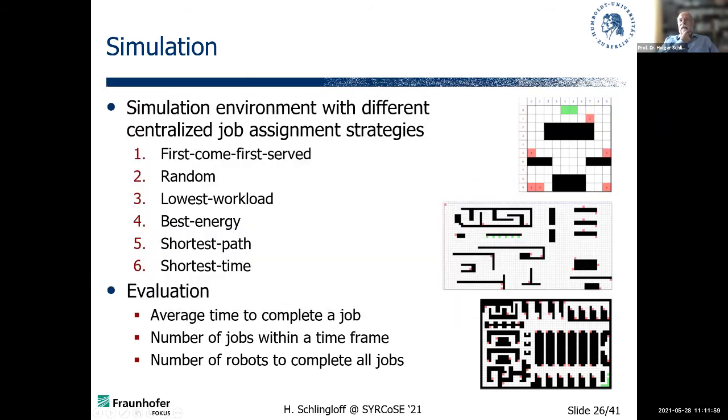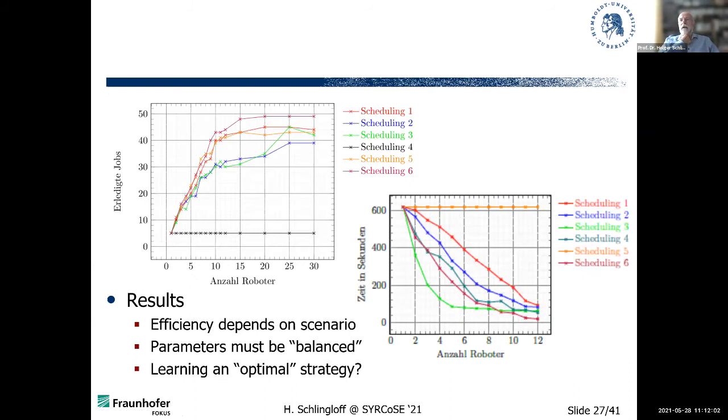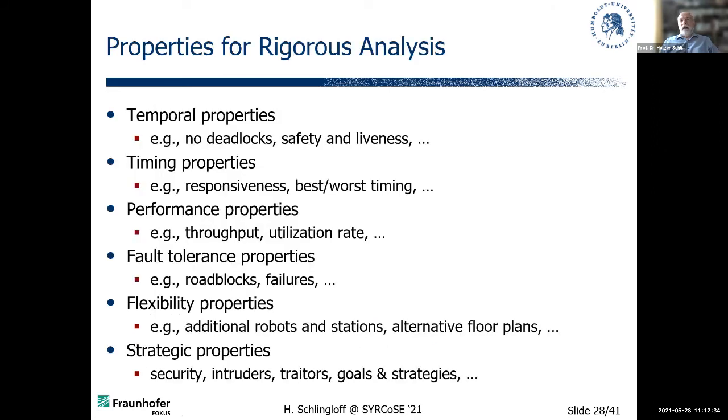We can get some results of this simulation, but of course, that is only an average result. We found that the efficiency highly depends on the scenario: how many robots, how many machines, how many jobs, how long are the jobs, and so on. So we think that maybe an optimal strategy also needs to be adaptive and learn. Currently, we have only strategies which are fixed beforehand. And of course, such a simulation does not allow you to rigorously analyze properties. It only gives average results.